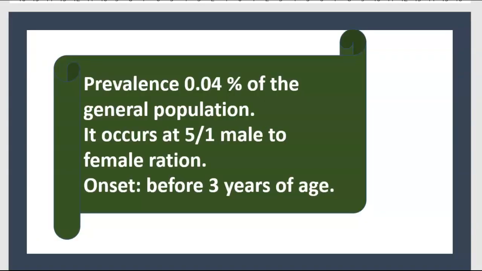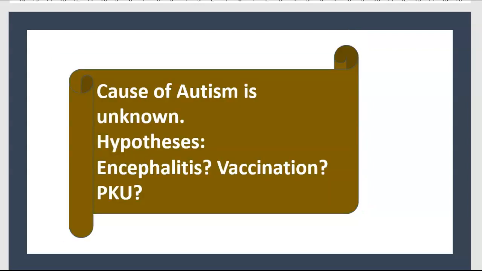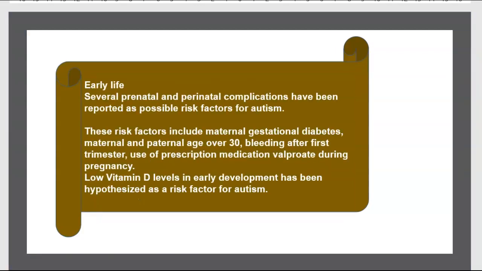Prevalence is about 0.04% of the general population. It occurs at a 5 to 1 male to female ratio. Onset: it starts before 3 years of age. The cause of autism is unknown. There are many hypotheses, like encephalitis, vaccination, PKU.